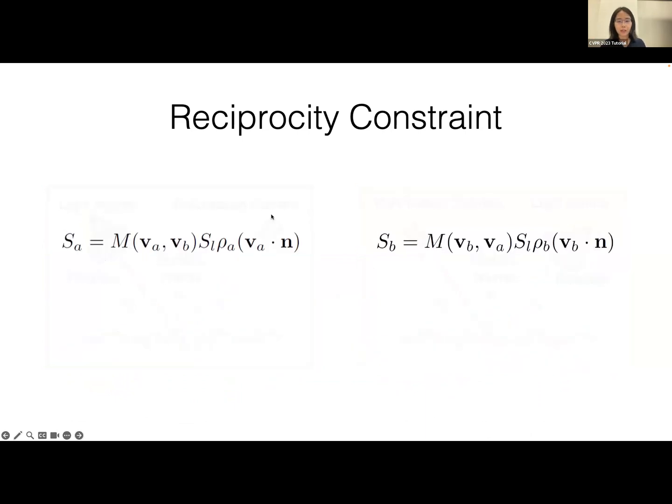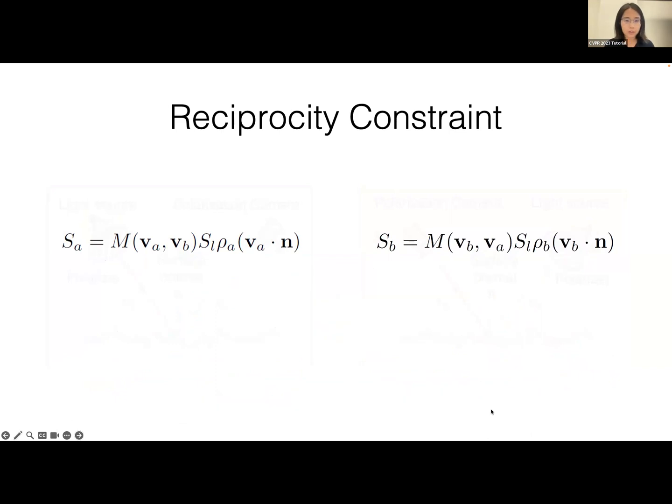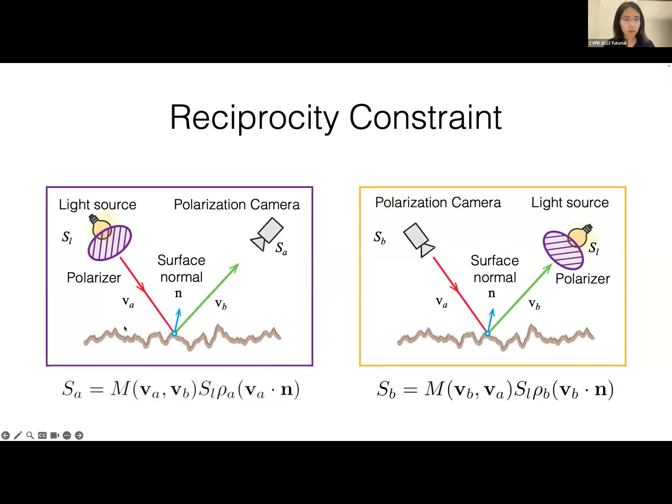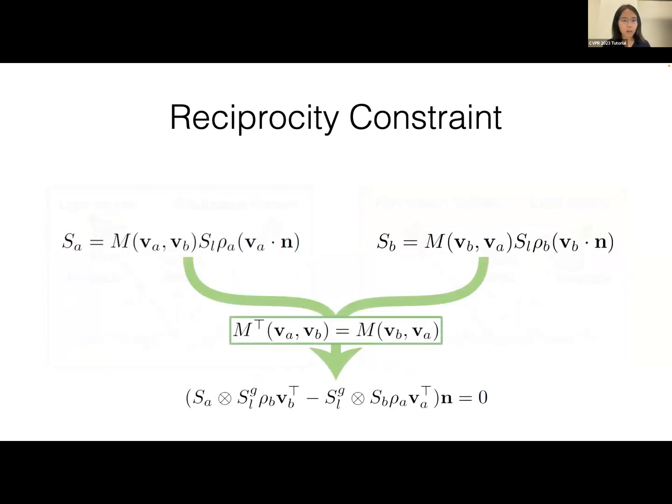So with this pair and applying our transpositional reciprocity, we can have an equation that, given these two Stokes vectors of this reciprocal pair, shows how these two Stokes vectors are related to each other, and certainly is a function of the surface normal n. Okay.